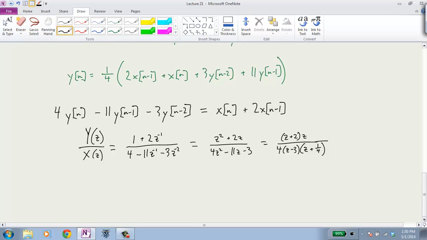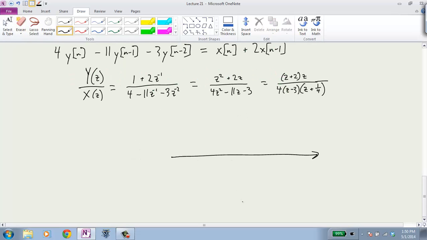So what can we say about this system? Let's look at the locations of the poles and zeros. We know that it's got poles at 3 and at negative 1/4. Go ahead and put them here. This is 3, minus a fourth. All right. And where are the zeros? We have a zero at negative 2 and a zero at the origin.